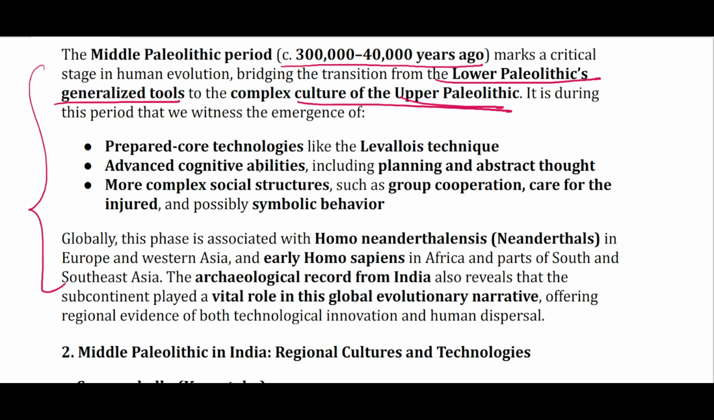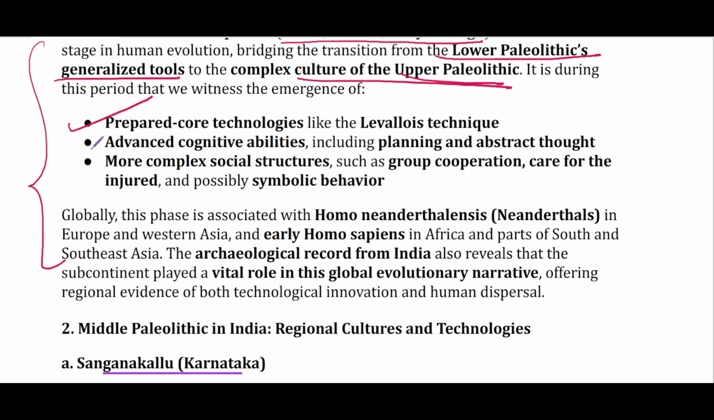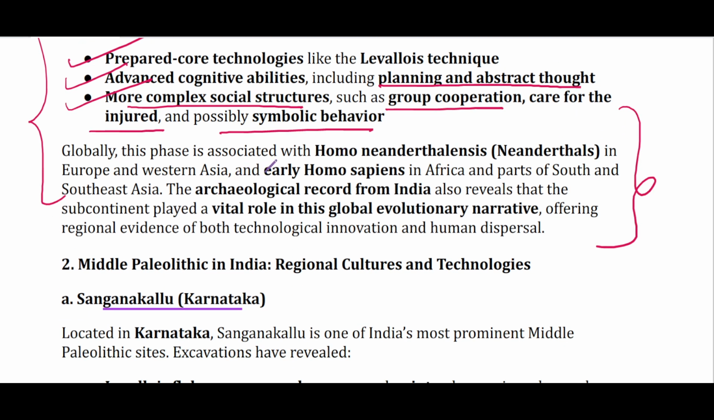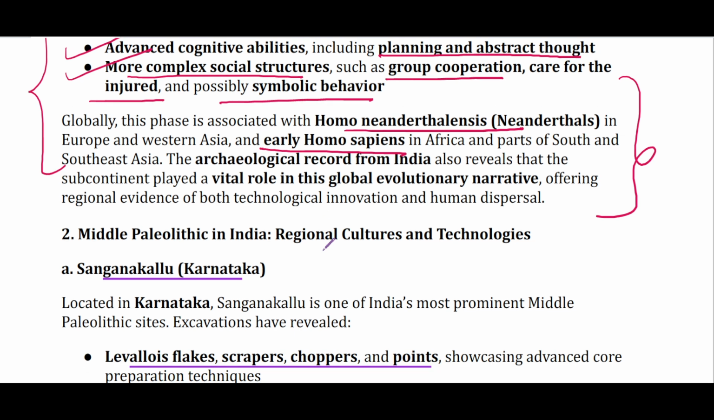And this period also saw the Levallois technique, advanced cognitive abilities, planning, abstract thought, and the emergence of proto-social structures such as group cooperation, care for the elderly and injured, and possibly symbolic behavior. And the Middle Paleolithic is associated with Neanderthals and early Homo sapiens who moved out of Africa.